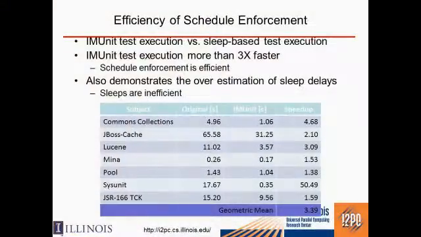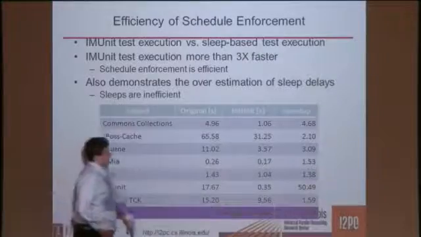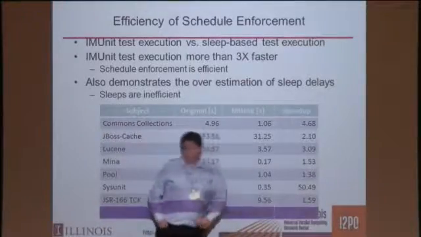We also measured the speed of the execution. What we found was that we were about 3 times faster than the sleep-based tests across all of these 200 tests, where you run with the sleeps, with the bounds that the developers put, versus running with our engine. And the issue here is that these sleeps are simply inefficient, besides all the other problems that they have.